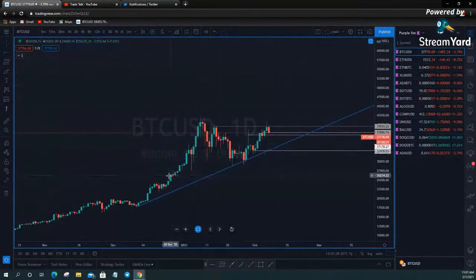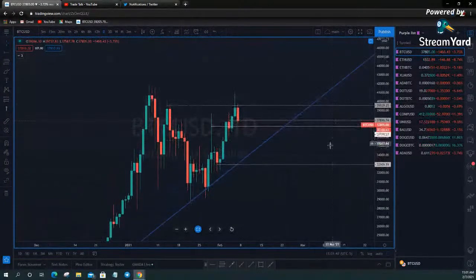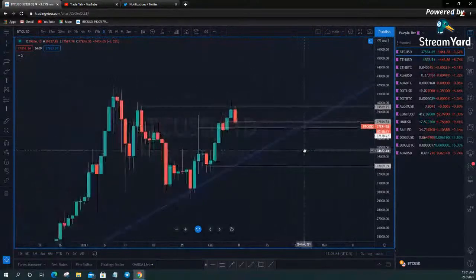I mean, if you look at how strong Bitcoin was when it moved up, it could take a couple of weeks to get up there, if it's going up there. I don't know that it's going up there. Like I said, measured moves don't always play out. They don't always play out.